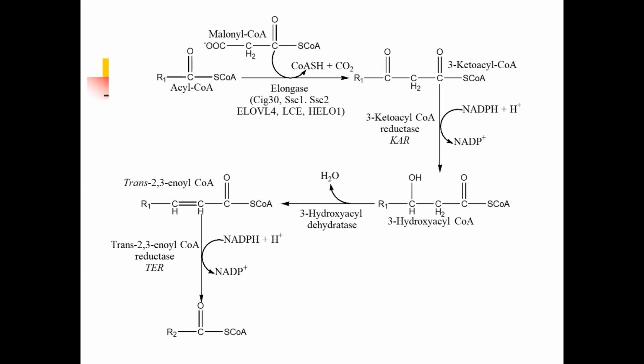You then reduce that. This must be trans. If that's not trans, this enzyme can't work. So then the trans-2,3-enoyl coenzyme A reductase once again uses NADPH, and now you have your fatty acyl coenzyme A. It's 2 carbons longer. 2 carbons longer.